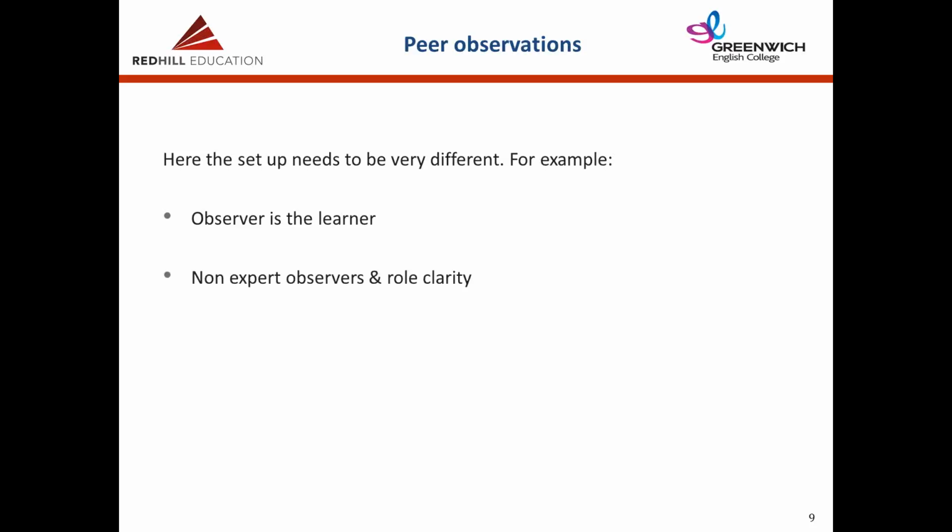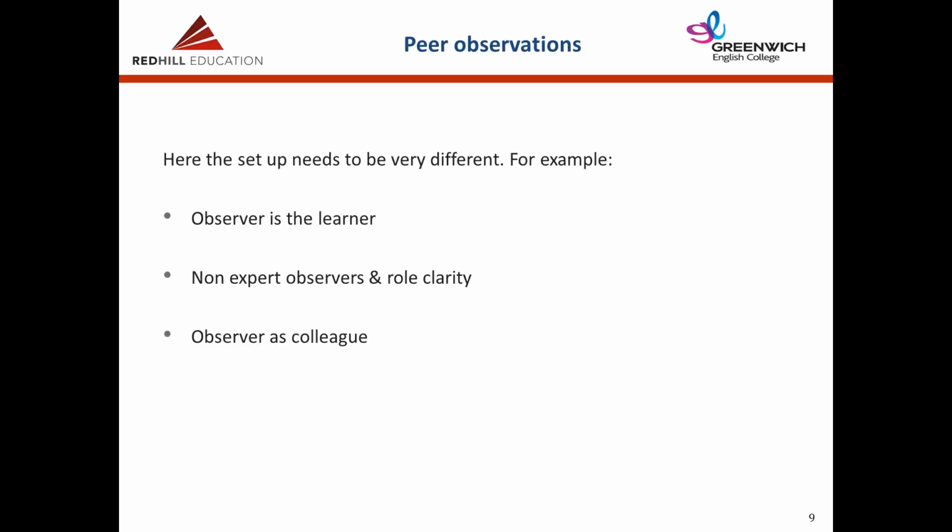And a key part of that is that the observer is a non-expert. They could be a brand new teacher who you want to watch a class and see how you do things at your school. They could be learning a new kind of course. They could be just refreshing their skills. It could be a whole range of things, but they're a non-expert observer. They haven't been trained as an observer. And there's a real issue there around role clarity and making sure that that's 100% clear, that the observer is the learner and the teacher of the class is the demonstrator.